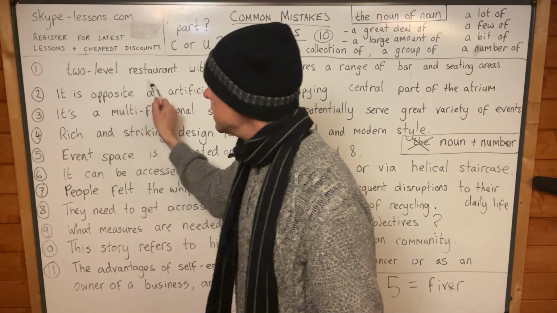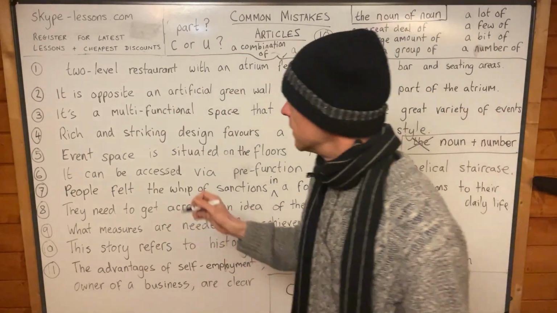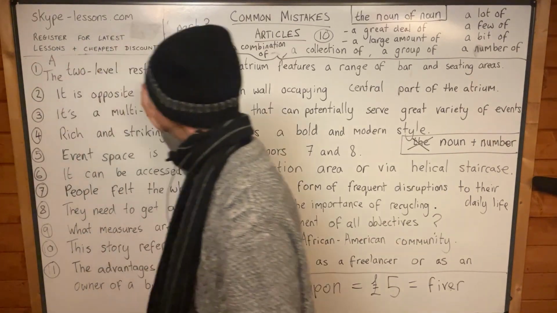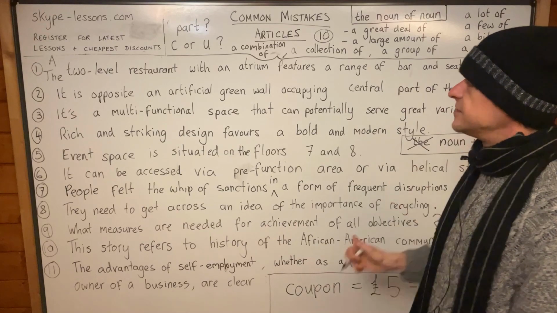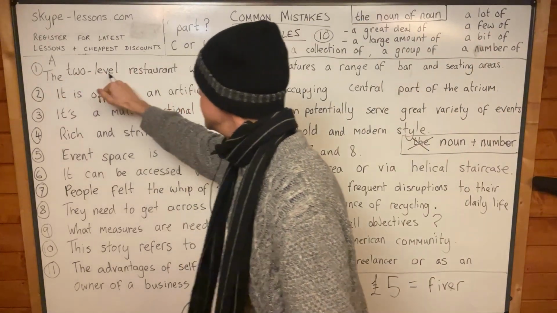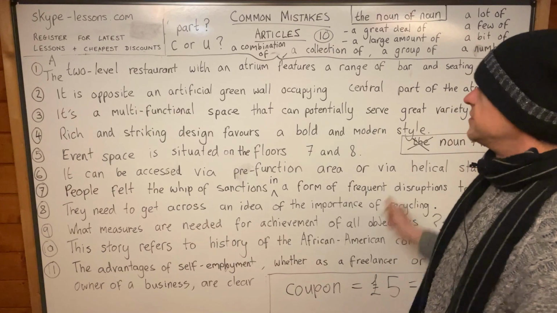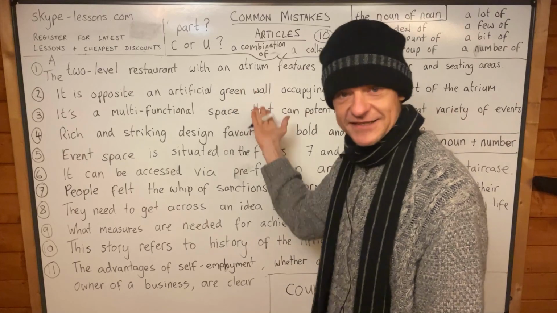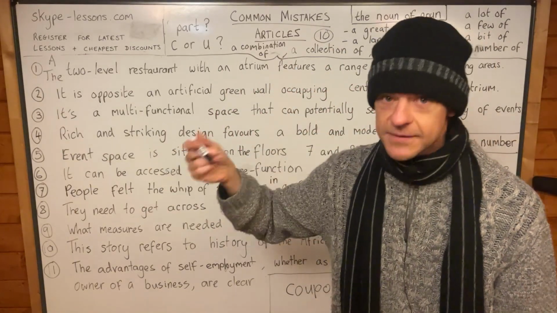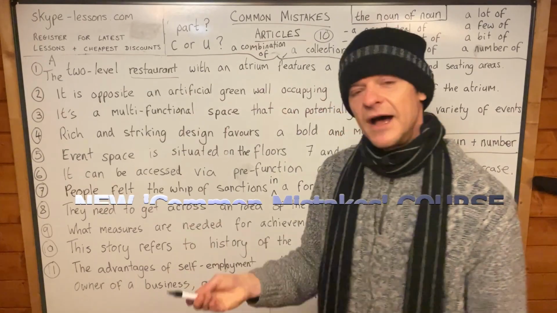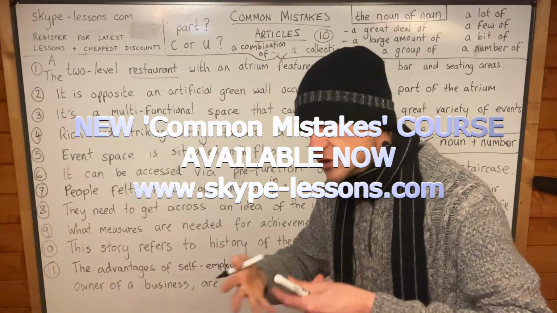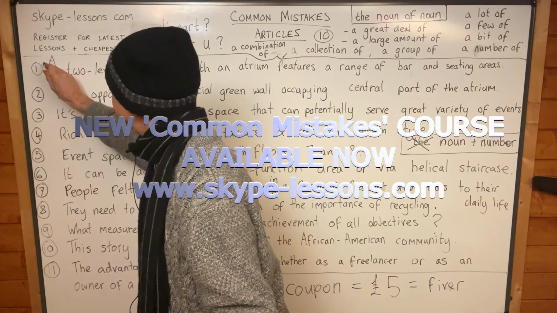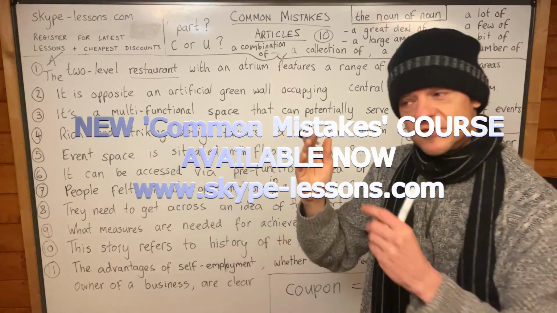And so what are we going to put here? Well, the truth is both work. Yeah, and I'm going to put both here. A two-level restaurant with an atrium features a range of bar and seating areas is correct, and the two-level restaurant with an atrium features a range of bar and seating areas, also correct. But I happen to know, because I read the text, that the student had already mentioned this particular restaurant, and so the student is not introducing it into existence for the first time, and that's why the was better in that situation.